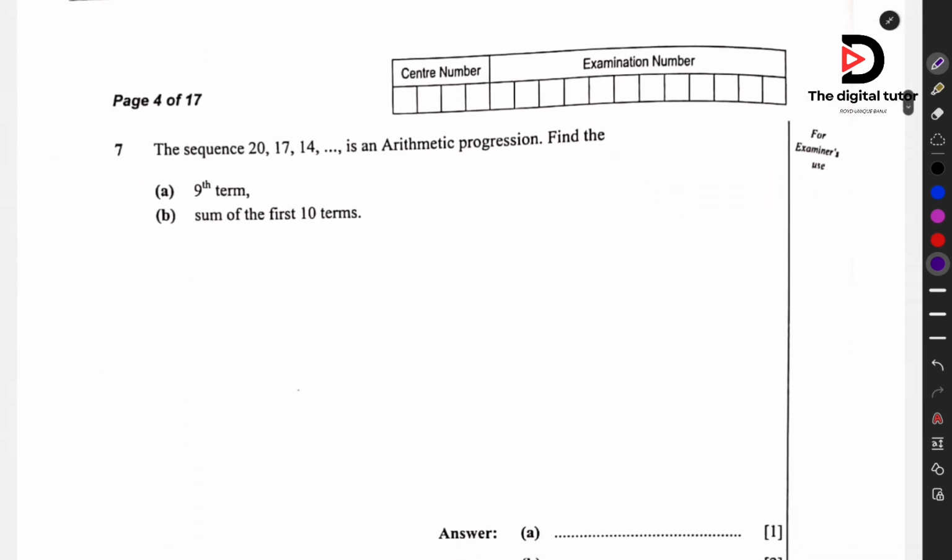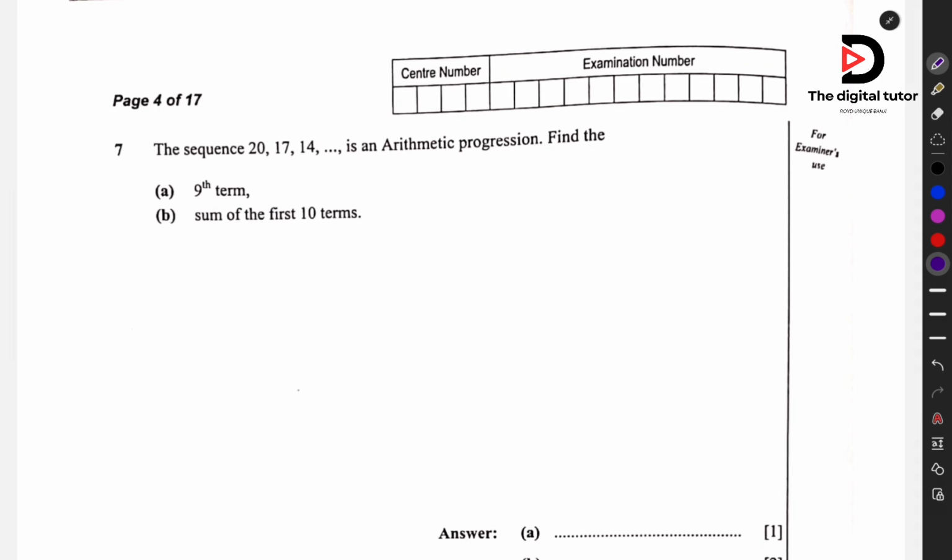Then of course question 7, a sequence 20, 17 and of course 14 is an arithmetic progression. So in paper 1 you find AP, and of course in paper 2 you're going to find GP. I have the video on GP covering 2018 to 2023. You might want to check that one out. You can go through my recordings, you'll be able to find it, with all the questions answered.